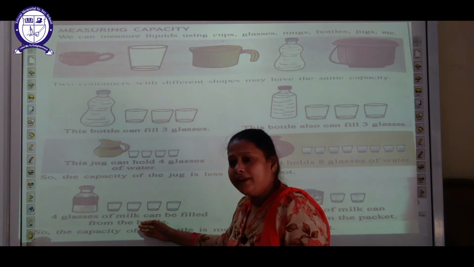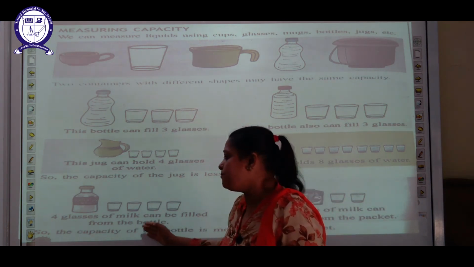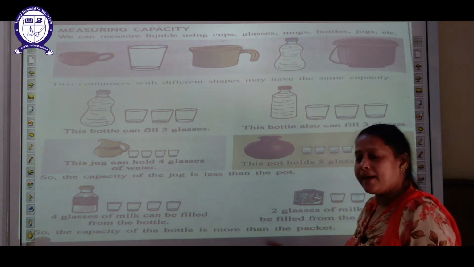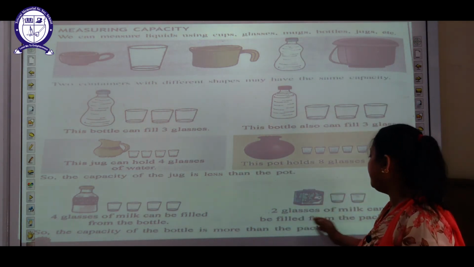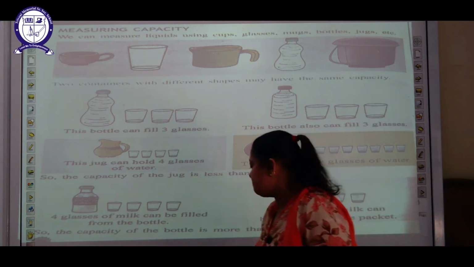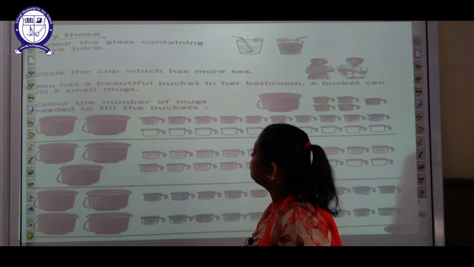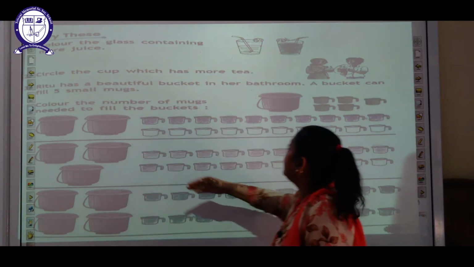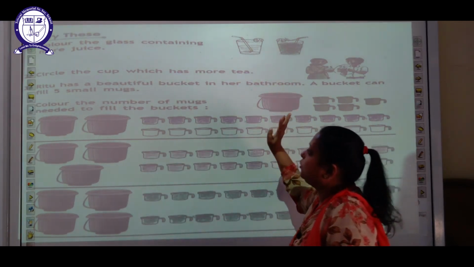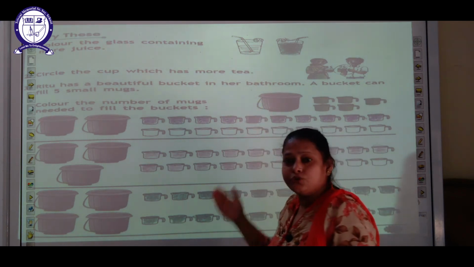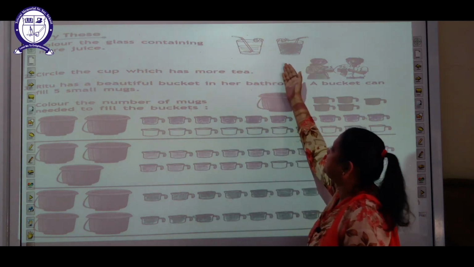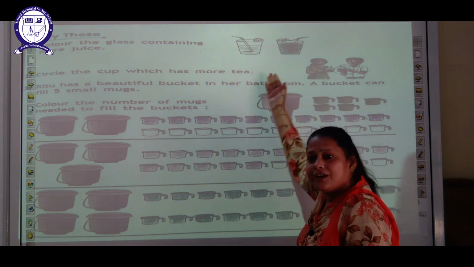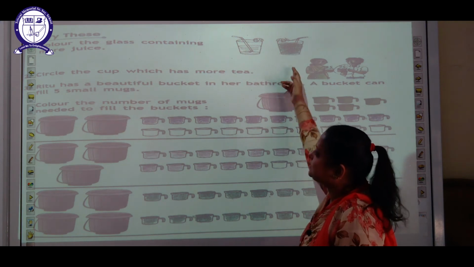4 glasses of milk can be filled from the bottle. So the capacity of the bottle is more than the packet, and 2 glasses of milk can be filled from the packet. Now, student, color the glass containing more juice. You can see here 2 glasses. Which glass contains more juice, student? You have to color that juice. This shows it has more juice. So you have to color beautifully only in this glass.